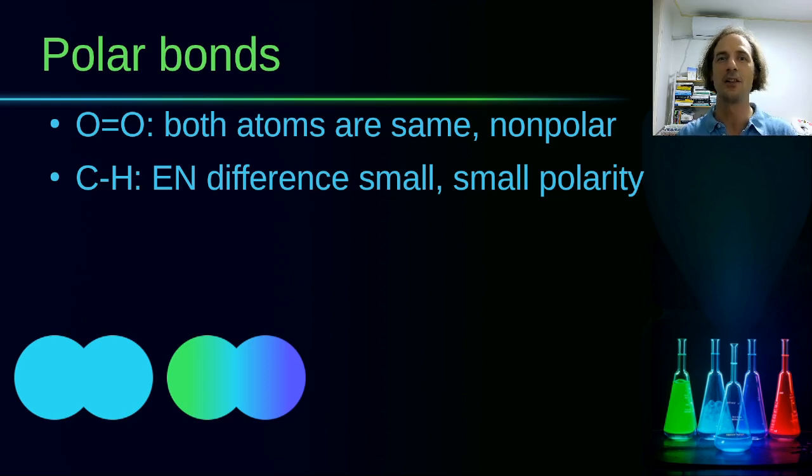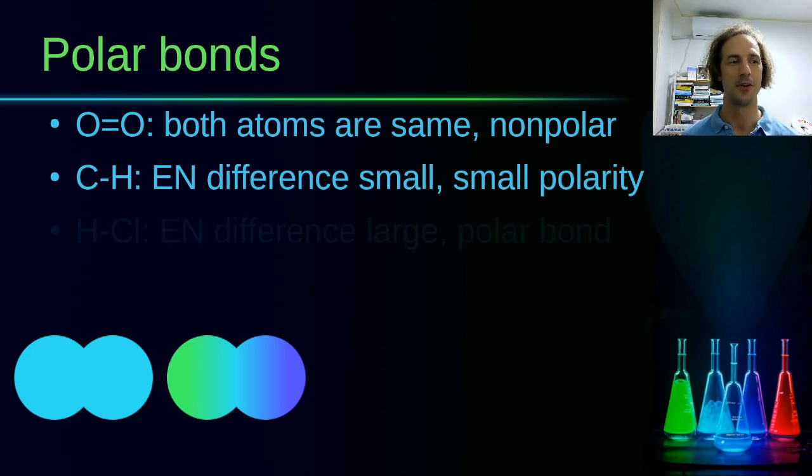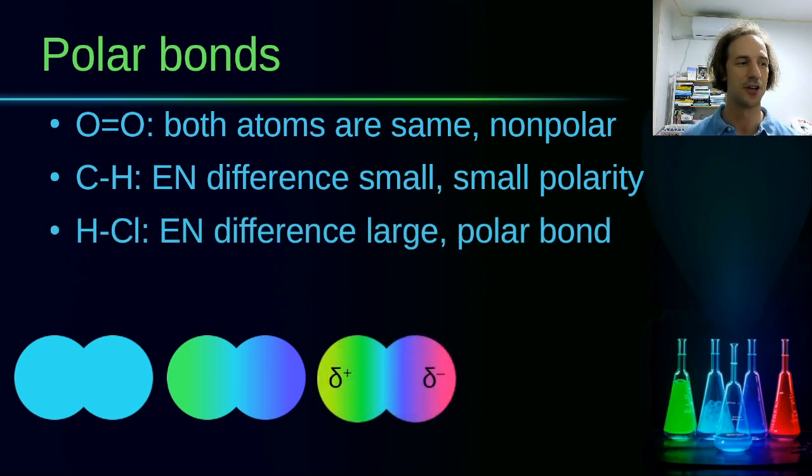Because the electrons spend a little more time on one side than the other, the electron density will not be exactly equal, but this difference might be so small that, for example, for carbon and hydrogen, the organic chemists who work a lot with carbon and hydrogen bonds will consider this a nonpolar bond. If the electronegativity difference is much bigger, like in the case of hydrogen and chlorine, then the time the electrons spend around chlorine will be much higher than the time they spend around hydrogen.